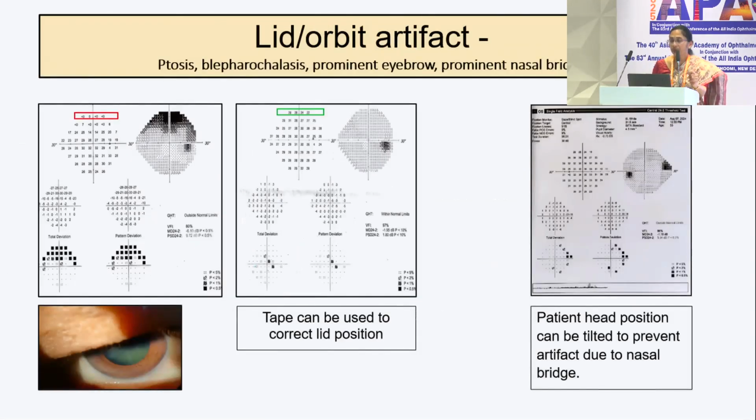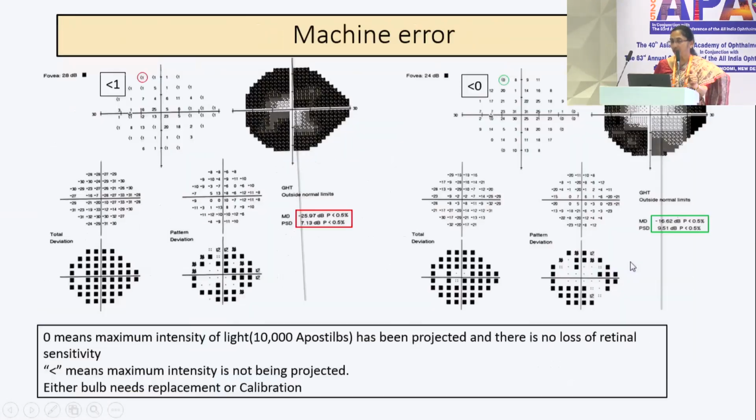One more artifact is because of ptosis or blepharochalasis. Because of that, the upper points will produce very dark defects, and they may mimic a superior arcuate scotoma, but it's because of either ptosis or blepharochalasis. A proper correcting tape can be used, and when the test is repeated, the patients can perform well. Similarly, a tilted head position or a prominent nose can also produce edge scotomas in this way.